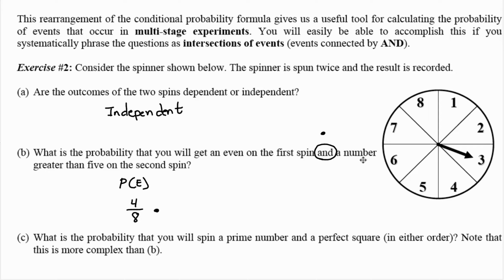And a number greater than 5. So that's my second spin. Again, there are 8 chances, and out of numbers greater than 5, 3. All right, if we multiply this together, I'm going to do some cross cancellation to make my life easier. The probability of those two events happening is 3 out of 16.